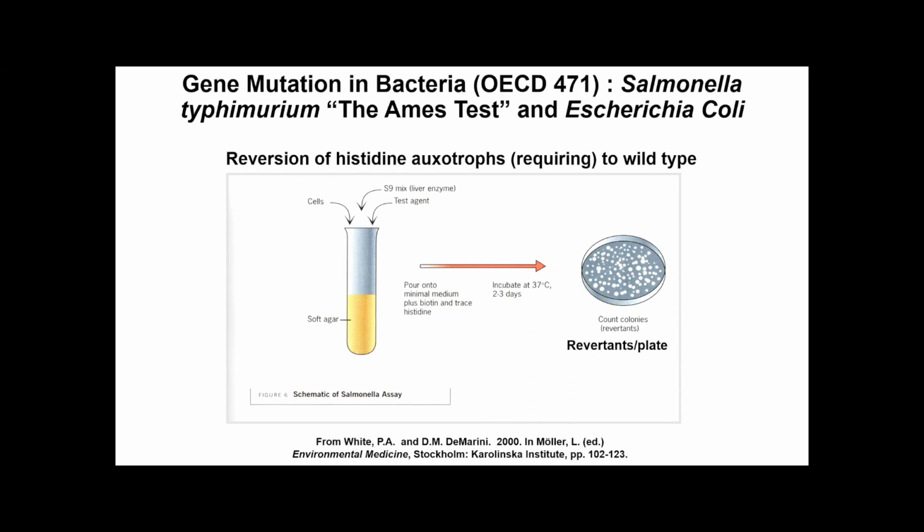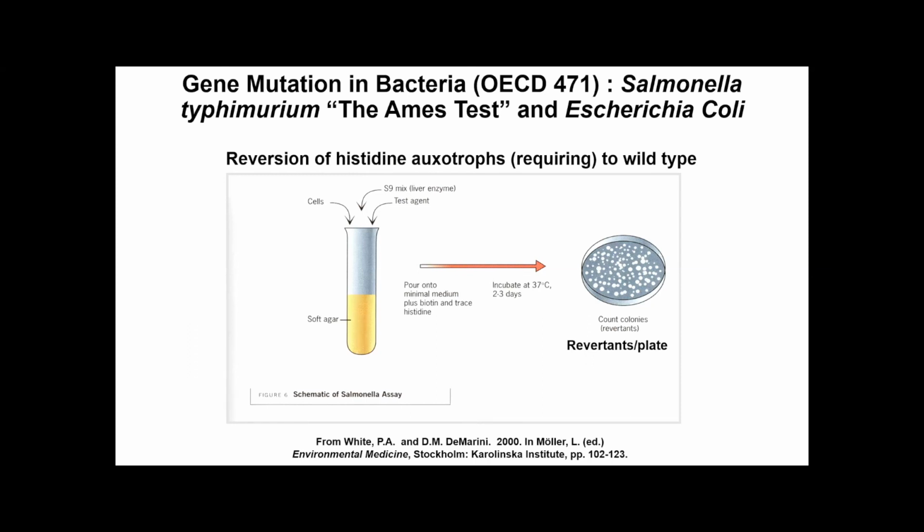And this is a reverse mutation assay, because you go from cells that require histidine to cells that do not require histidine. So you're mutating them to that form. It's a very simple test. This is one reason it's still being used. You take the cells, you mix them with rat liver S9 or not. We do both with and without. And then you add your test compound, you put them in soft agar, you mix them up, and you pour them on a plate that has very little histidine and very little biotin.